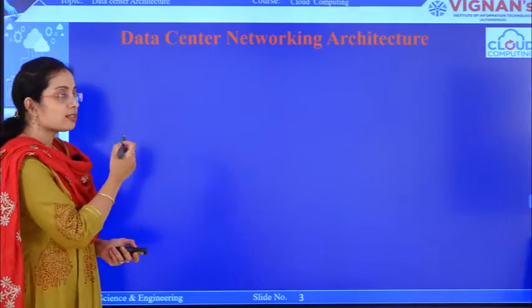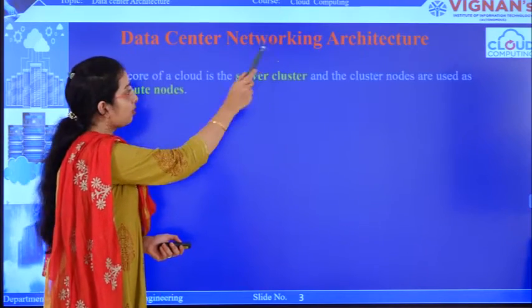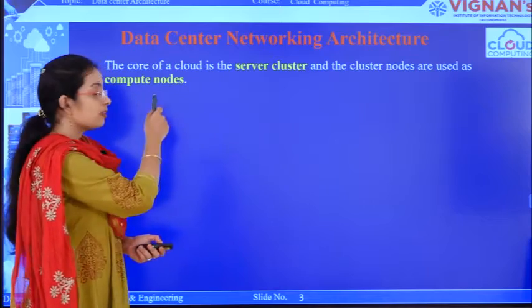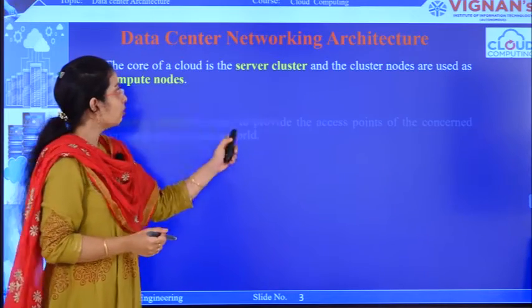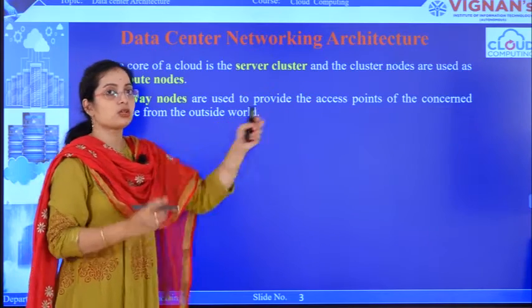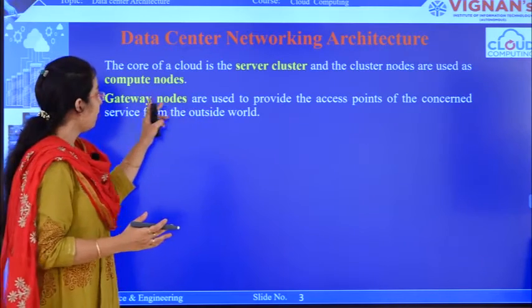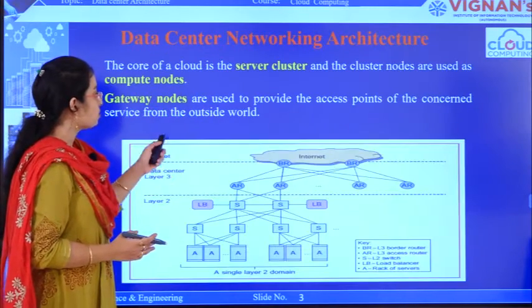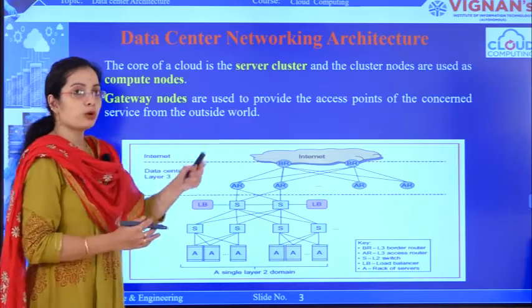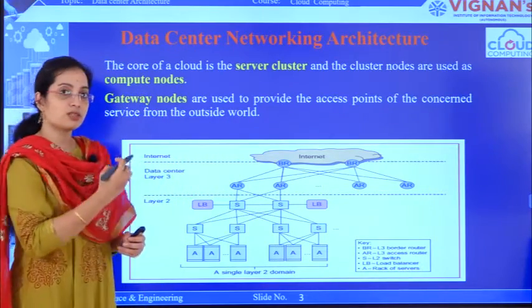Now, let us see a simple structure of the data center networking architecture, which is the main core of the cloud. Here the server clouds are acting as the cluster nodes, which are mainly used to perform as the compute nodes. Next, the gateway nodes are used to provide the access points of the concerned service from the outside world.